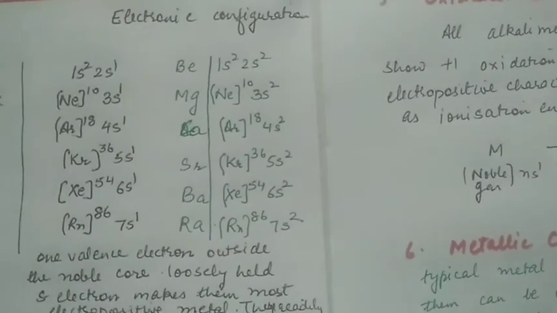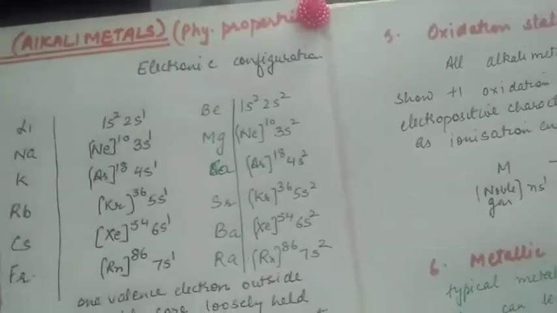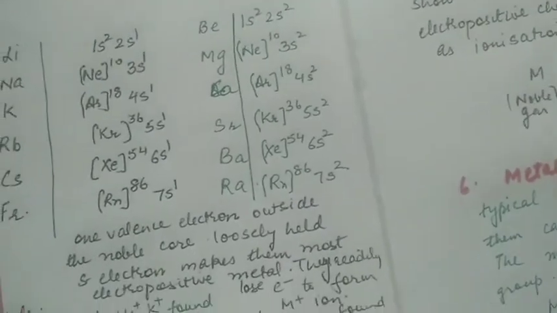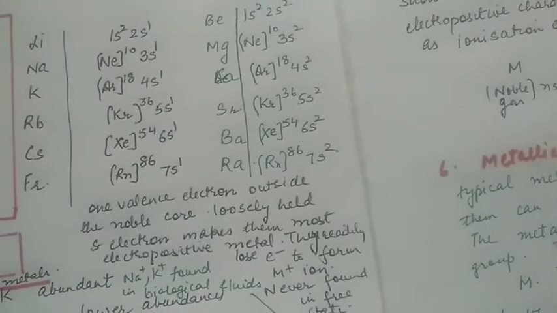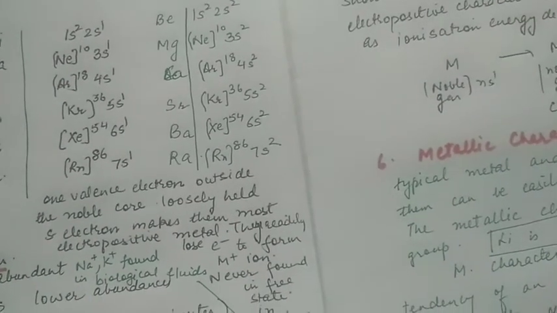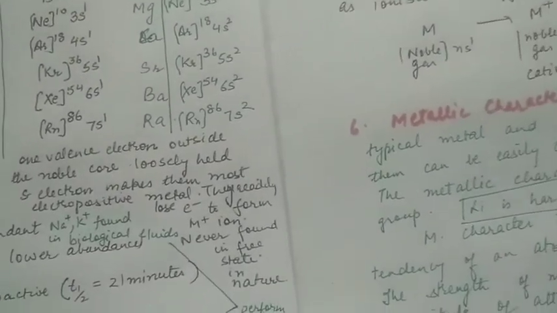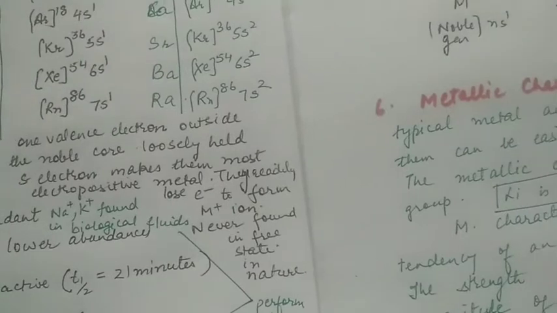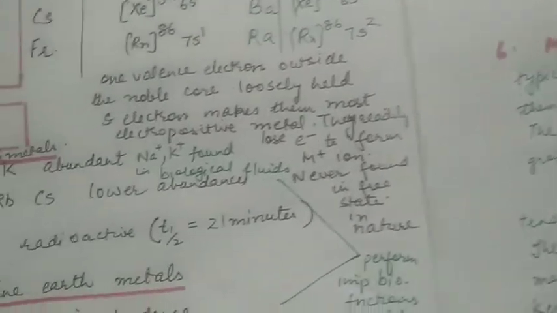The rest of the configuration is the same as that of alkali metals. For beryllium 1s2 2s2, magnesium neon 3s2, calcium argon 18 4s2, strontium krypton 36 and 5s2, barium xenon 54 and 6s2, and radium radon 86 and 7s2.